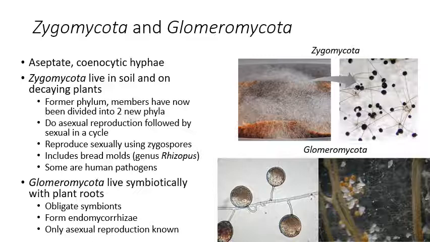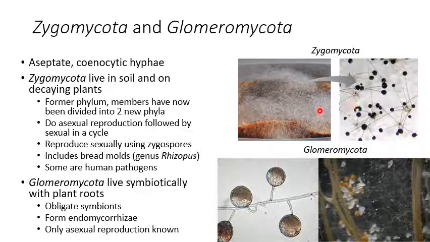So species in the former phylum Zygomycota live in the soil. They live on decaying plant matter a lot. Actually, some of them are bread molds, especially the fungi in the genus Rhizopus. And that's what you can see here, a bread mold. And if you zoom in, you can see the zygospores.